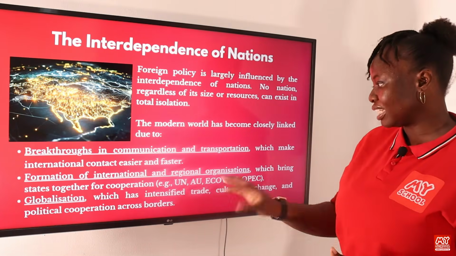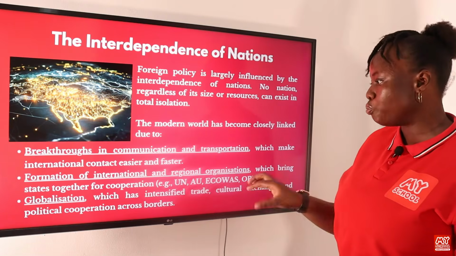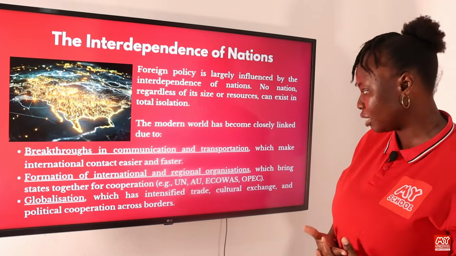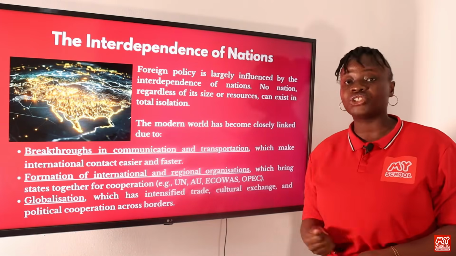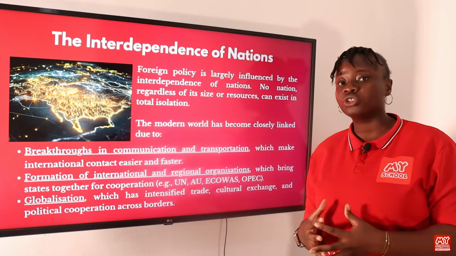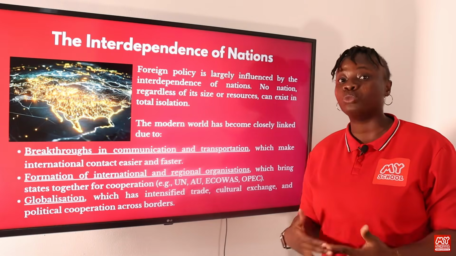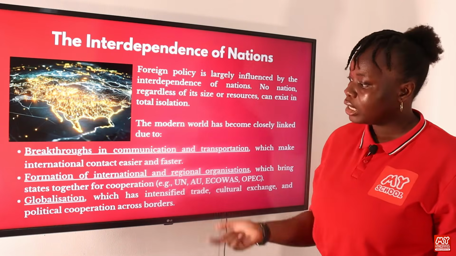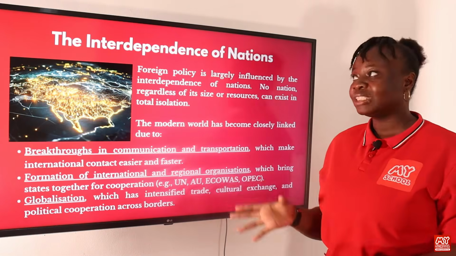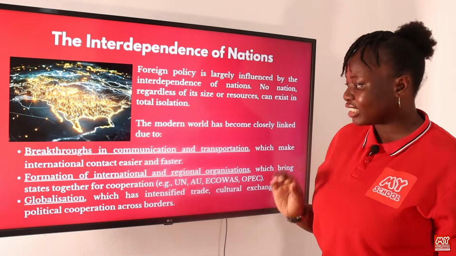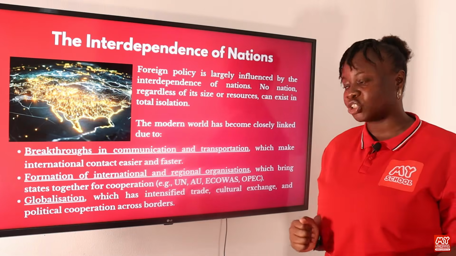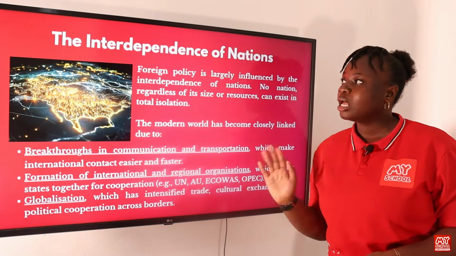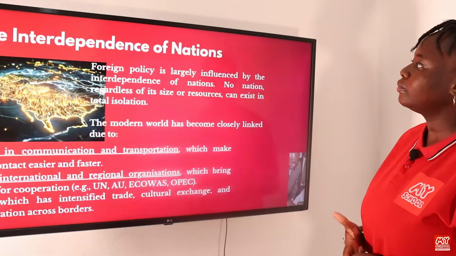The formation of international and regional organizations brings states together for cooperation. For example, the United Nations, the African Union, ECOWAS, and OPEC. These are international and regional organizations where different countries of the world come together to see how they can mutually benefit from one another. Then globalization is another factor that has led to that interdependence. Globalization has intensified trade, cultural exchange, and political cooperation across borders. Let's move on to the next slide.